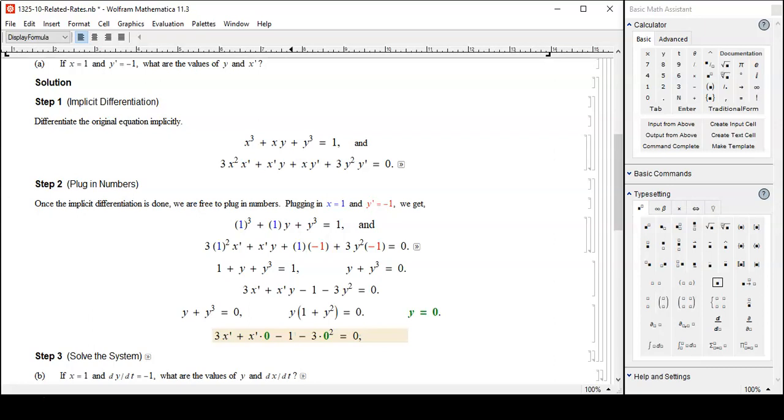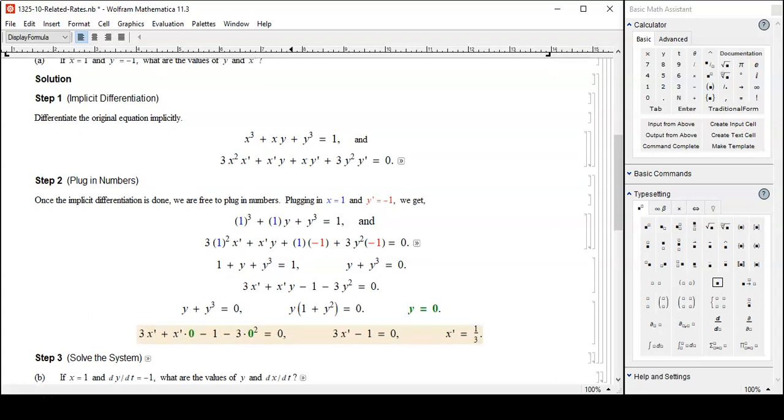there's no reason to multiply by 0 and write like this, because multiply by 0, that's just 0, it'll drop out. All I get is 3x prime minus 1 is equal to 0, and oh, that's an easy equation to solve. I get x prime is equal to 1/3.